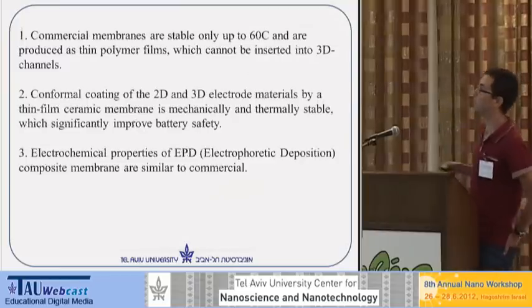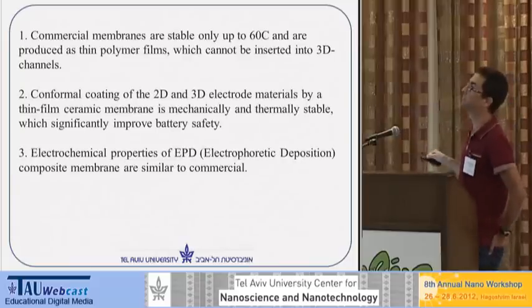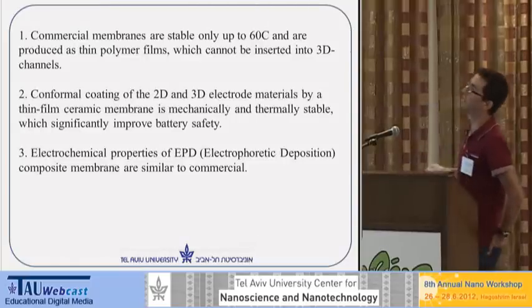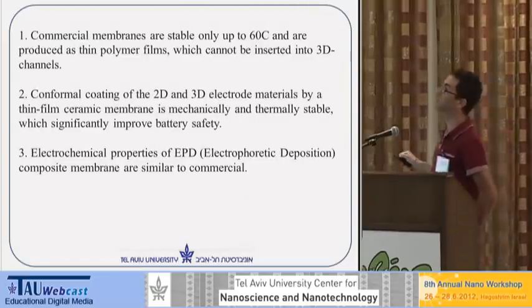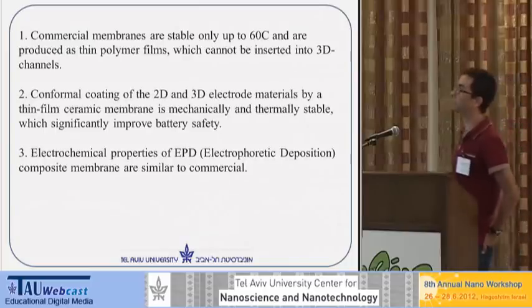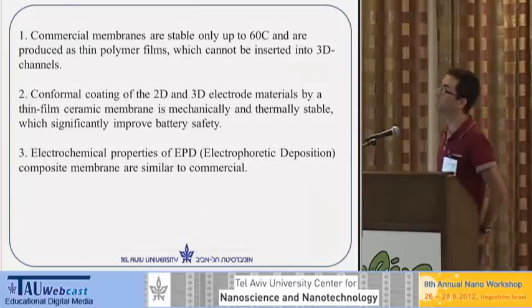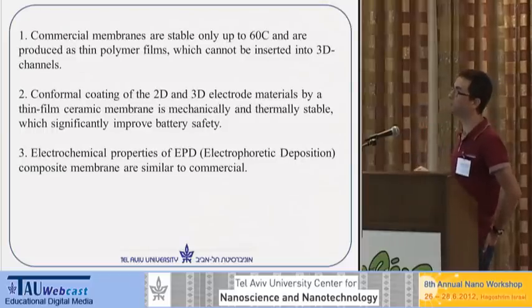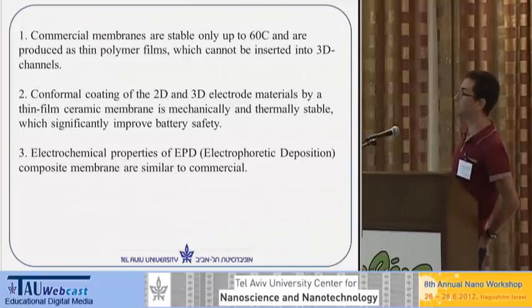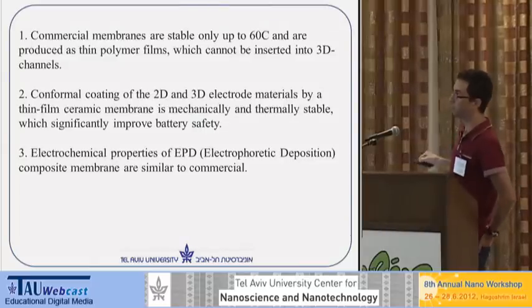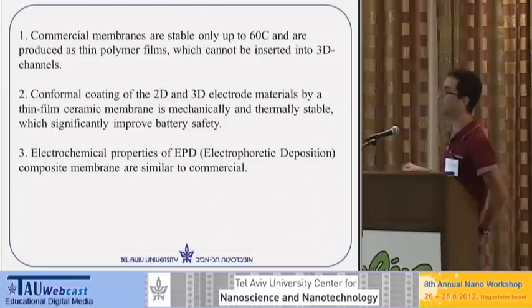Some highlights of why we use ceramic membranes. Commercial membranes are stable only at 60 degrees Celsius and are produced as thin polymer films, which cannot be inserted in the 3D channels. The conformal coating of 2D and 3D electrode materials by thin film ceramic membranes is mechanically and thermally stable, which significantly improves the battery safety. And the last point is that the electrochemical properties of the electrophoretic deposition of the membrane are similar to the commercial.